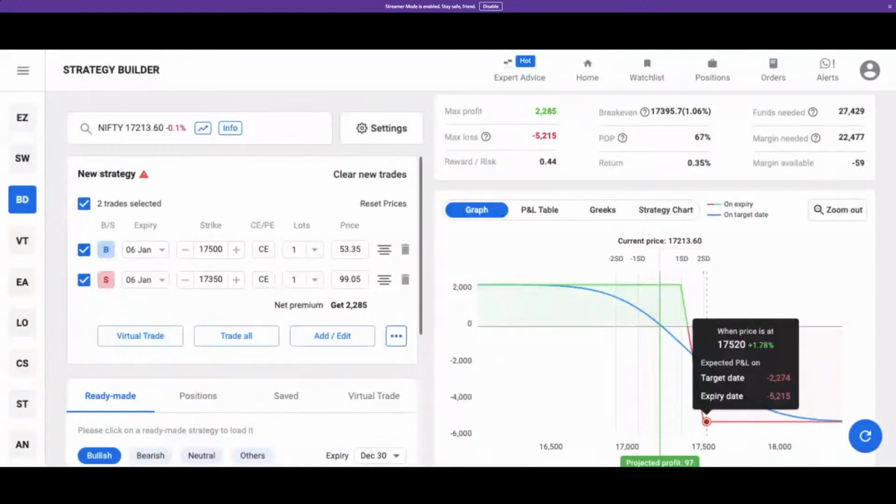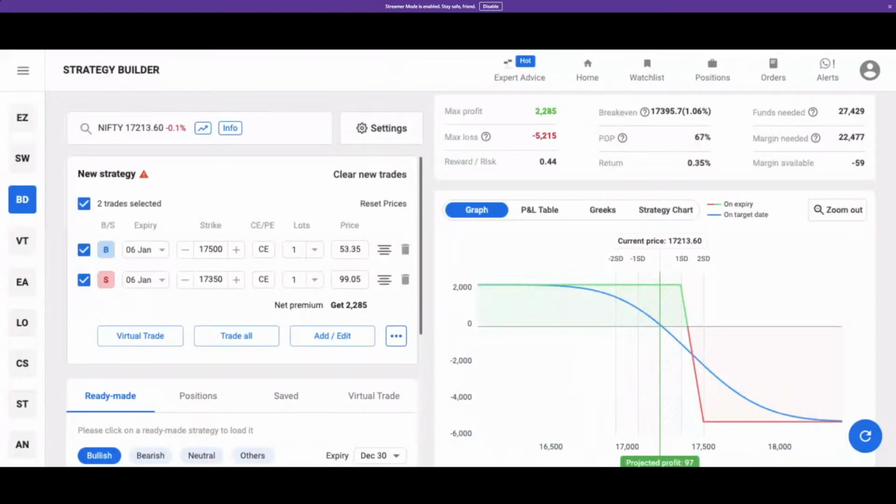Any doubt so far? We're just covering one thing, bear call spreads. That's it. Questions? No doubts from my side. You can continue. Sorry. Okay.